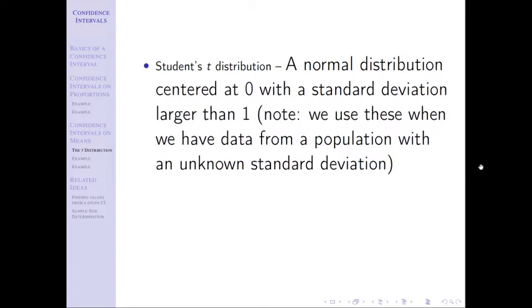And so the idea that I want to get across to you is that by using s instead of sigma, we have extra variability because it's an estimate and it may not be right. And if it's not right, what that means is there's a little bit more uncertainty. And because there's more uncertainty, I need my confidence interval to be a little bit wider. Why do I need it to be wider, you ask? Well, remember, when we say 95% confidence, what we're saying is that most of the time this process works. That if I were to do this 100 times, 95 times, it would work.